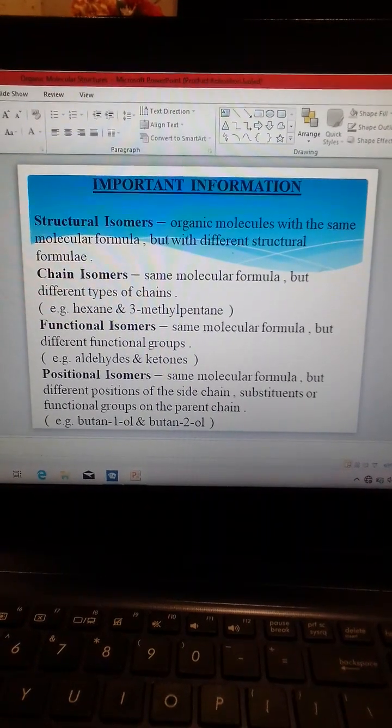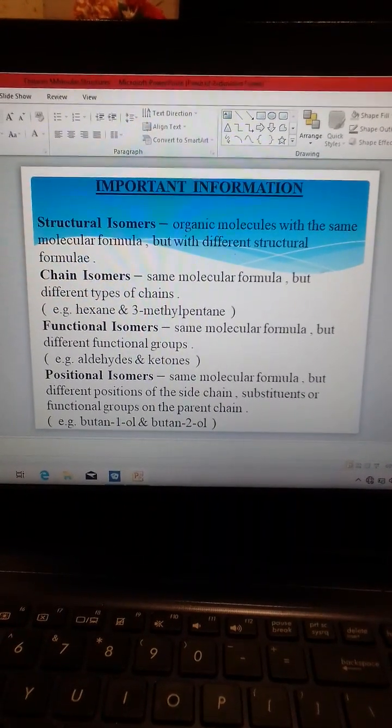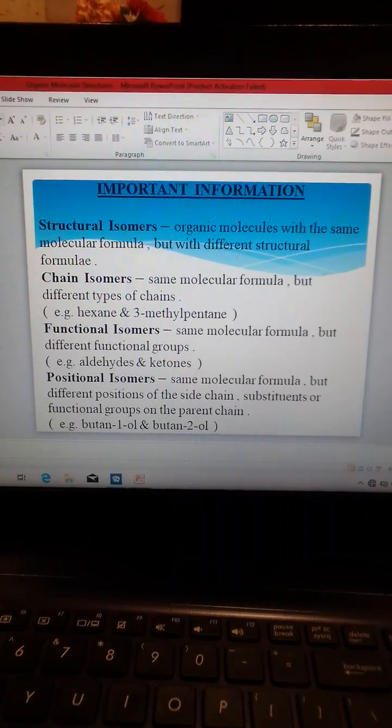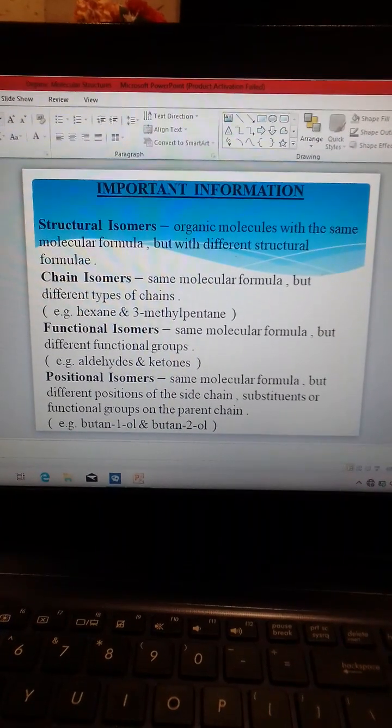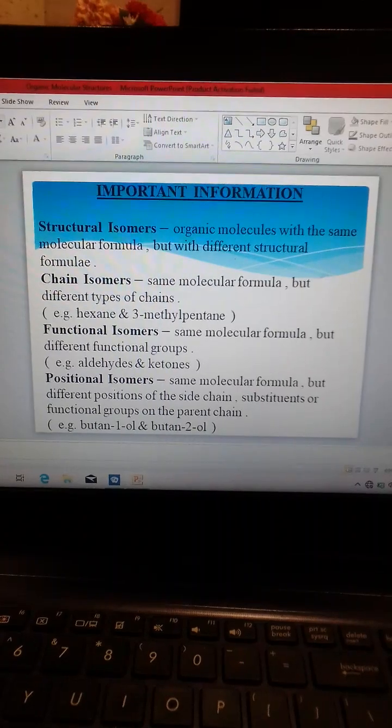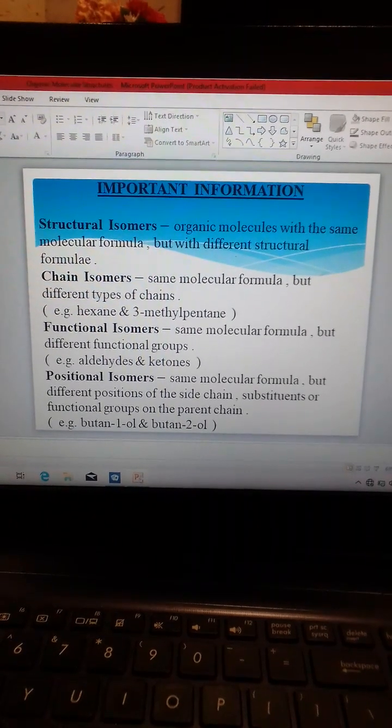Hello grade 12s and welcome to another chemistry lesson. So we're still dealing with organic molecular structures. This is the second segment, okay?